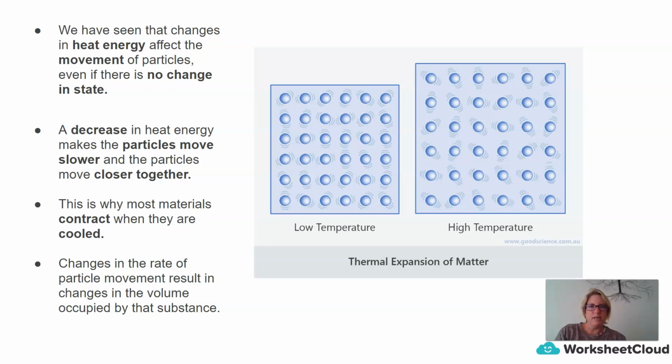But if we decrease the heat energy, so if the temperature is lowered, the particles are going to move slower. Therefore, the particles are going to move closer together, and we say that the material has contracted. It's done so because we've cooled the material. The changes in how fast the particles move result in the volume changing. That is why when the temperature cools, the liquid in the thermometer will contract and the volume will decrease. Therefore, we read on the thermometer that the temperature comes down.